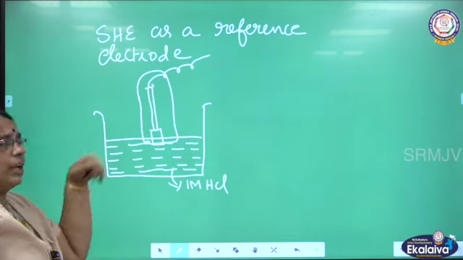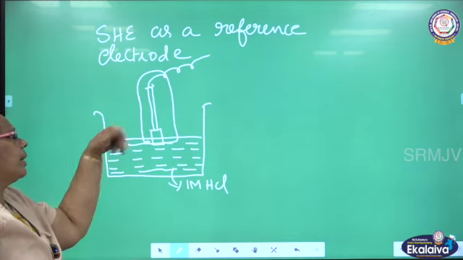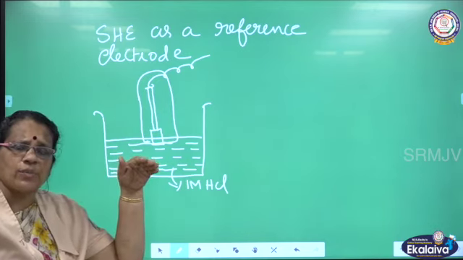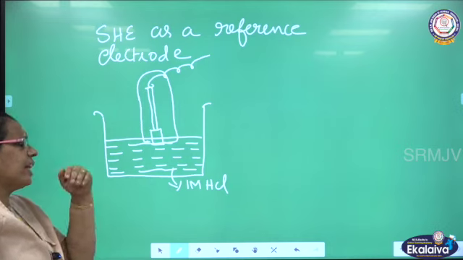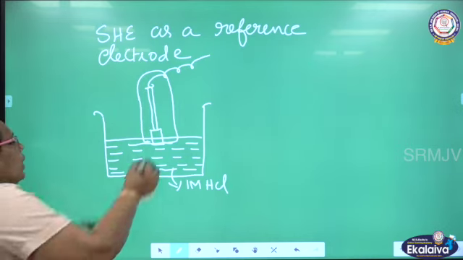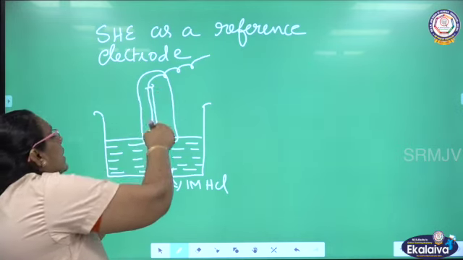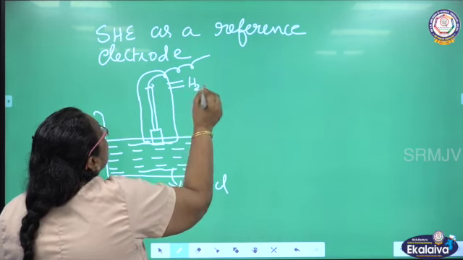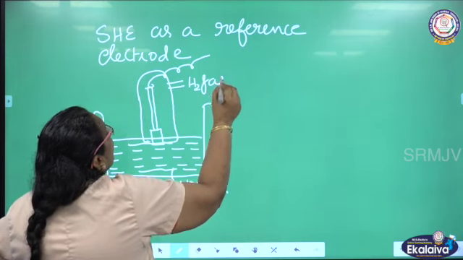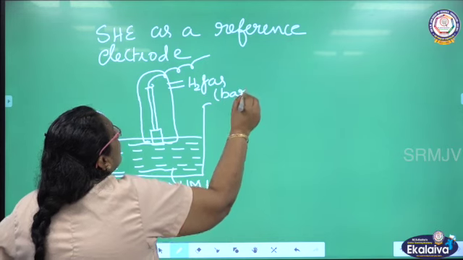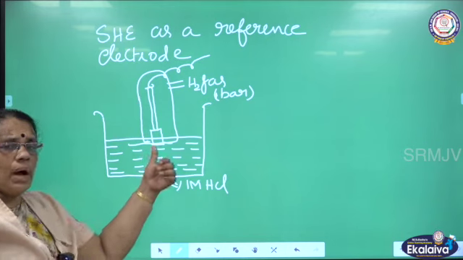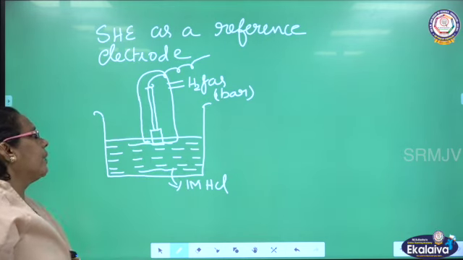The platinum wire is dipped in the platinum electrode, where this platinum electrode is coated with finely divided platinum. So this platinum wire inserted in the platinum foil is kept inside the glass tube. What I am going to do is bubble hydrogen gas. So hydrogen gas of 1 bar is bubbled through the glass tube.